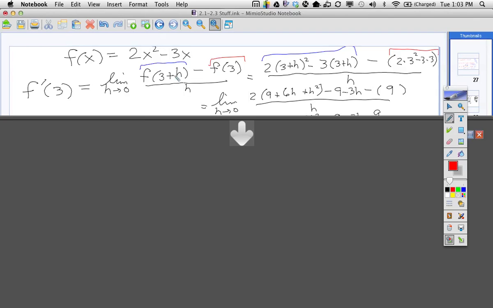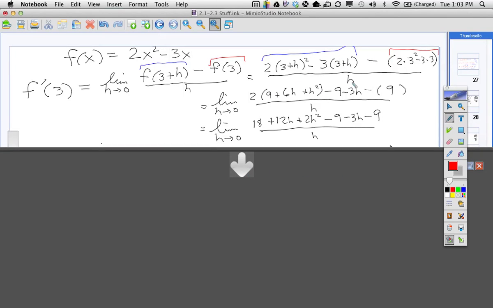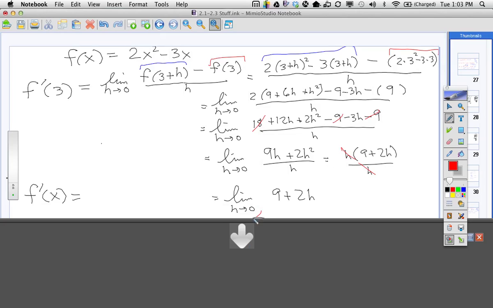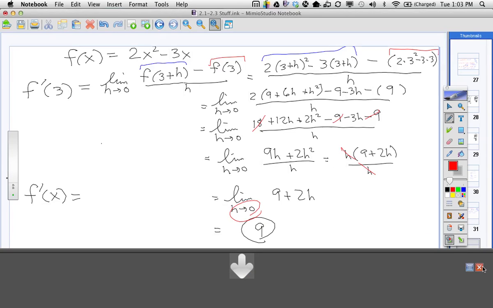And so then right here, we plug that into this function everywhere we see an x. So that's that whole blue thing. Here's the whole red part. Okay, and then it's just a bunch of algebra, a bunch of foiling out, distributing, combining like terms. The 18 goes away with the minus 9, minus 9. The 12h minus the 3h gives us a 9h. And we cancel our h's. Then we can put a 0 in for h. And when we put a 0 in for h, we get 9. So you have to be able to do that.